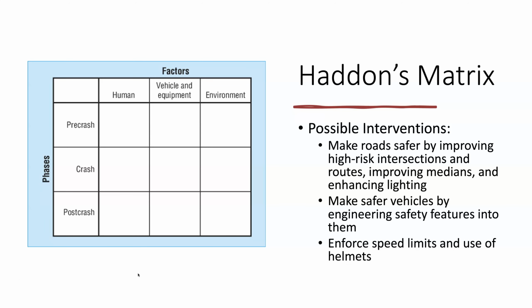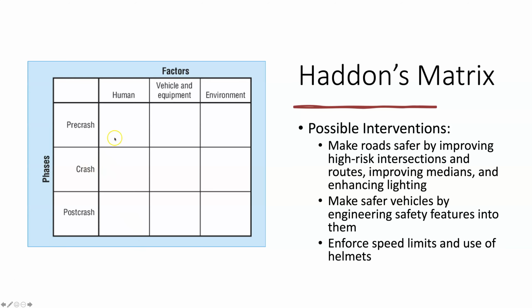And so a possible intervention is that you could look at the environment and make the roads safer by improving high-risk intersections and routes, improving medians, enhancing lighting. You can make safer vehicles by ensuring that engineering safety measures are in place. And the other thing that you can do is enforce the speed limits and use of helmets.